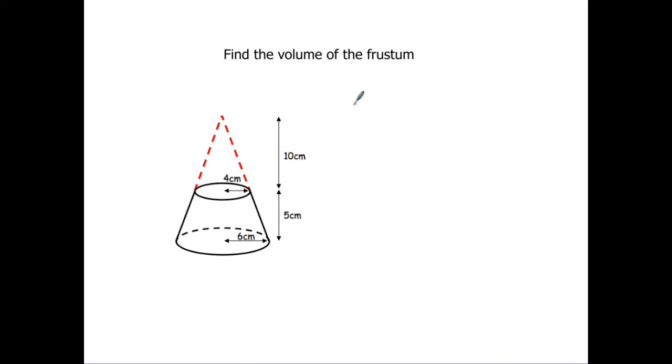If you remember, the volume of the cone was 1/3 times the base, which is pi r squared, times the height. So we're going to work this out for the whole cone first of all, and then take the little bit off the top and subtract it. So let's go and do the whole cone first of all.